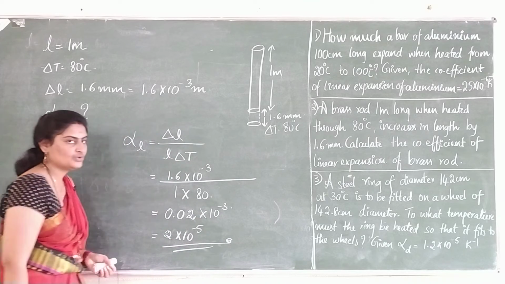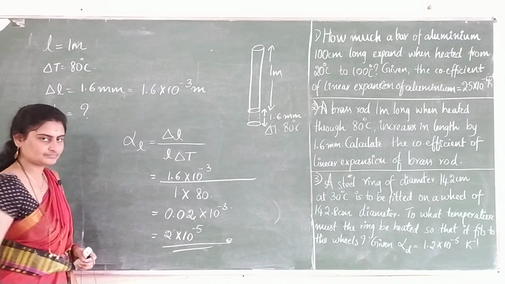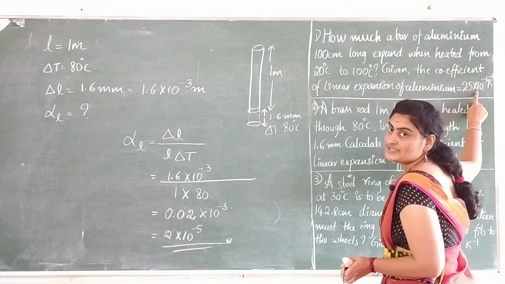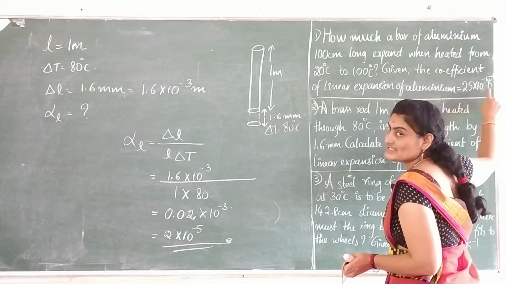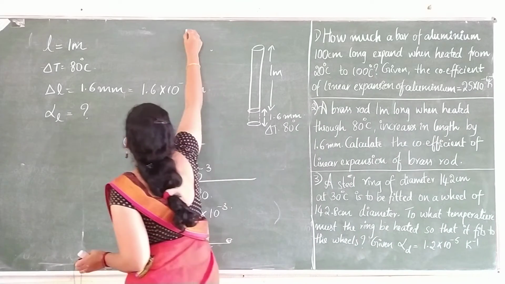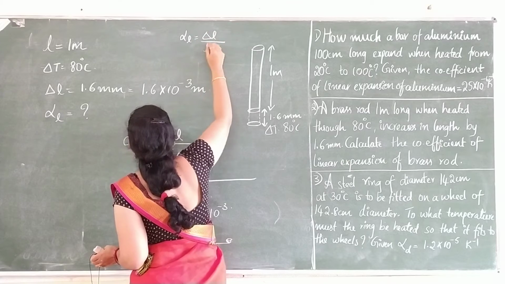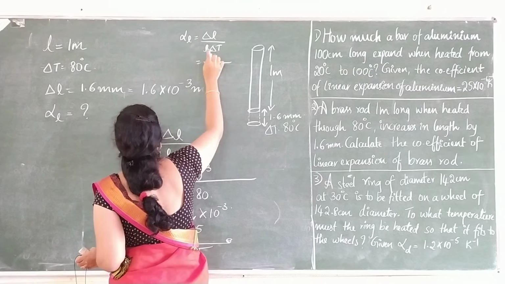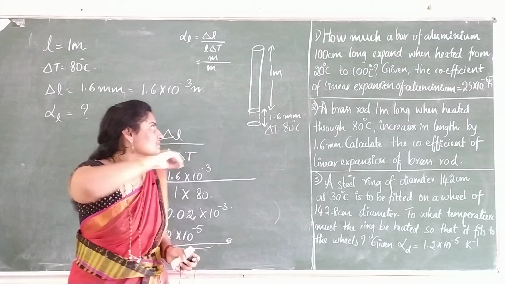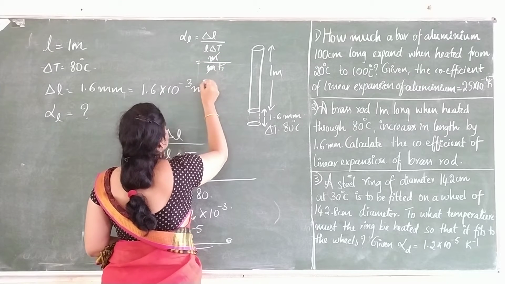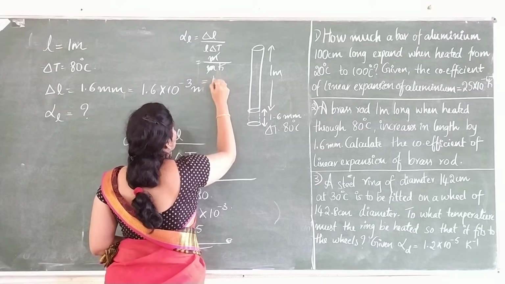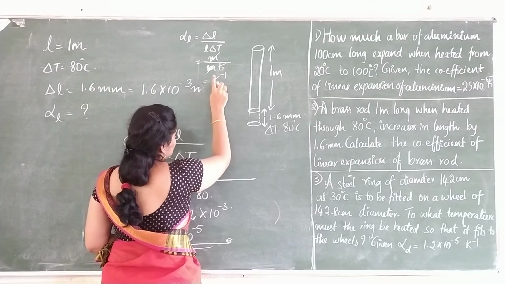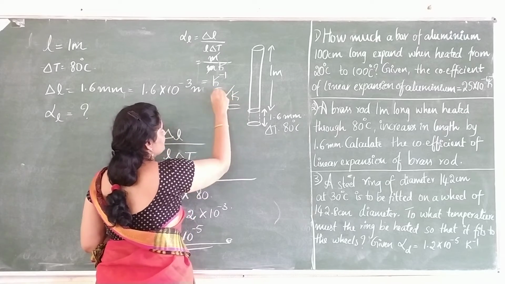What is the unit of alpha L? SI unit of alpha L is per Kelvin. In the first problem they have given 25 into 10 to the power minus 6 per Kelvin. Why? Because alpha L is delta L divided by L delta T. Length in meter divided by length in meter. SI unit of temperature is Kelvin. So meter cancels, and the SI unit of alpha L becomes per Kelvin, because it is in the denominator.